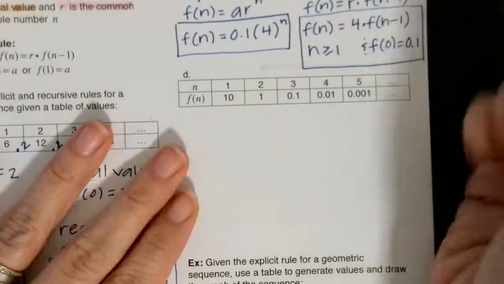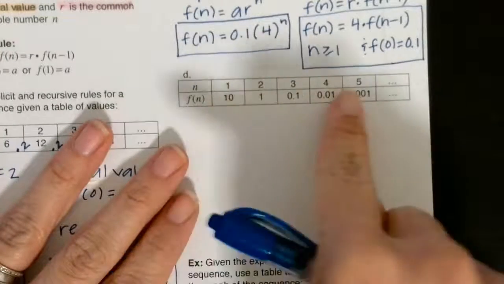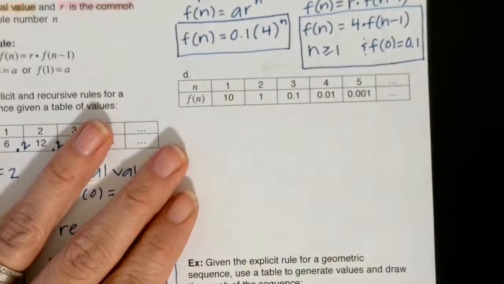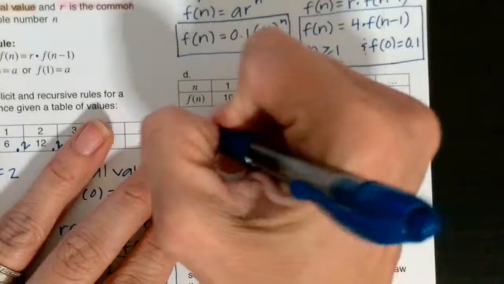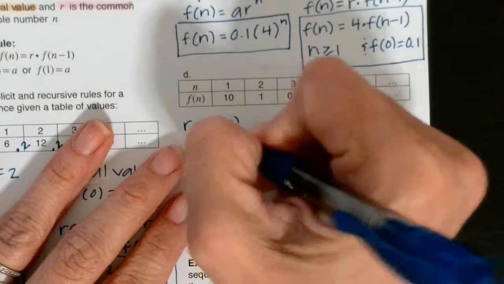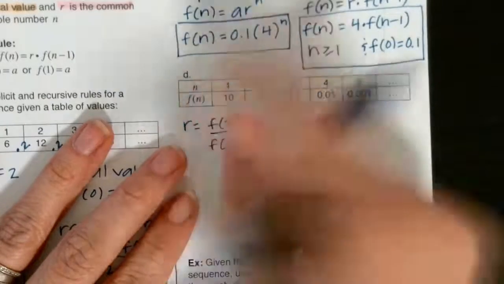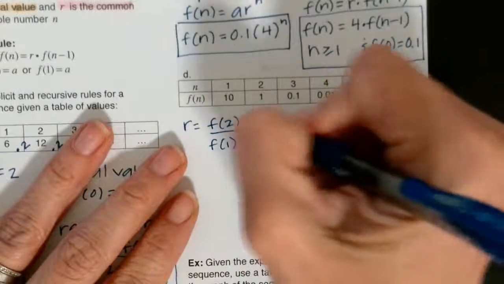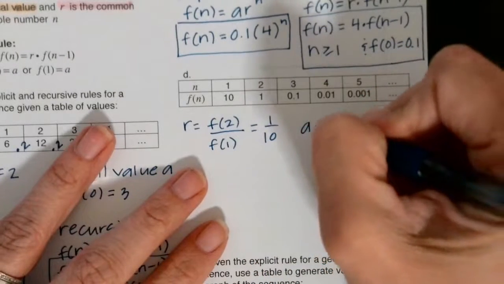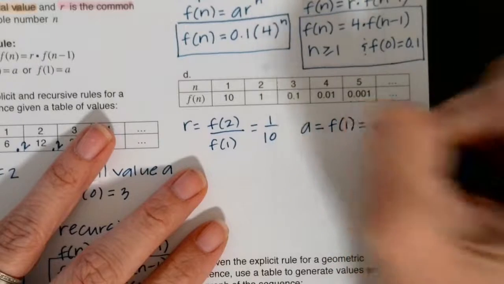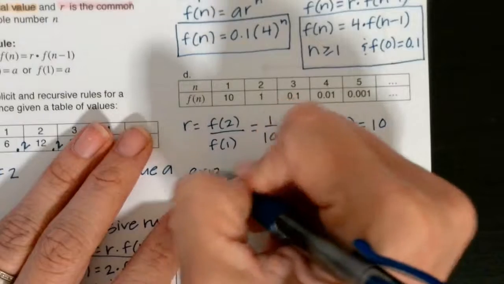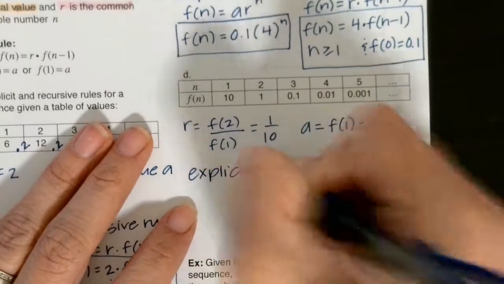Let's see. What do you see? It looks like there's some pattern of 10 there. So you might think you're multiplying by 10, but that's not quite right. So let's fall back on our pattern. This is f of 2 divided by f of 1, just because it's the second term divided by the first, since we don't have a 0 term. So that's going to be 1/10. And then our a value is going to be f of 1 this time, because that's our initial value, which equals 10.